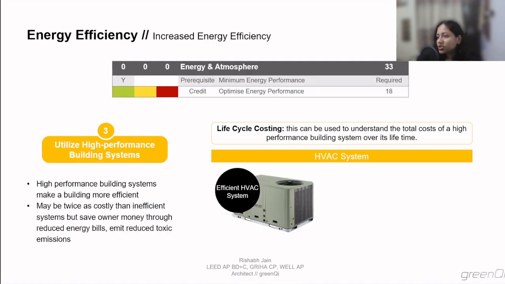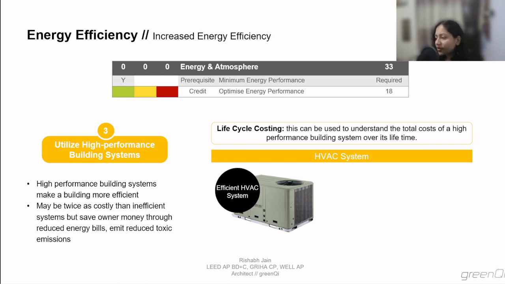So the next strategy here is to utilize high performance building systems. High performance building systems here refer to any systems installed in the building that will make the building more efficient in terms of its energy use. It may be twice as costly as the inefficient systems, but it is going to save the owner money through reduced energy bills, and it is going to reduce the overall greenhouse gas emissions during its operations.